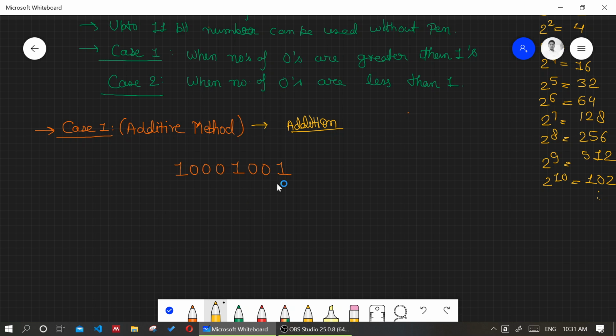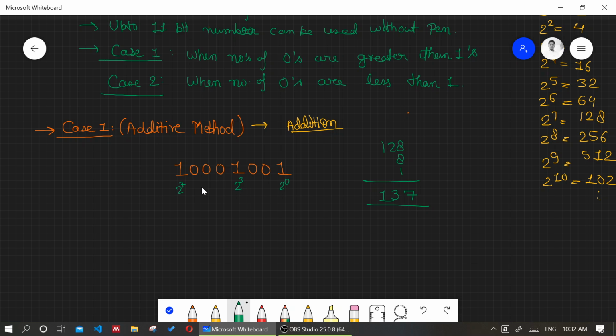In this example, we have to find only those place values where ones are present, because anything multiplied by 0 becomes 0 anyway. So wherever there is a 1, find the place value and then find the sum. This is 2 raised to the power 0, this is 2 raised to the power 3, and this is 2 raised to the power 7. Then just find the sum. It will be 128 plus 8 plus 1. So 137 is the answer.